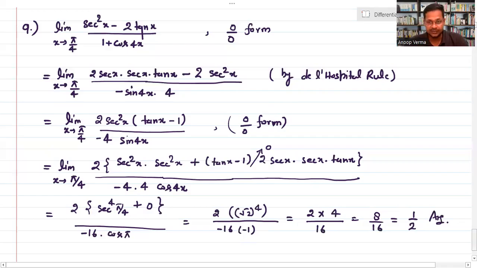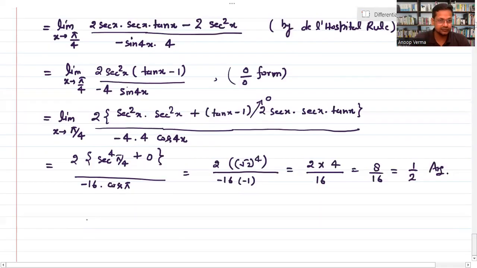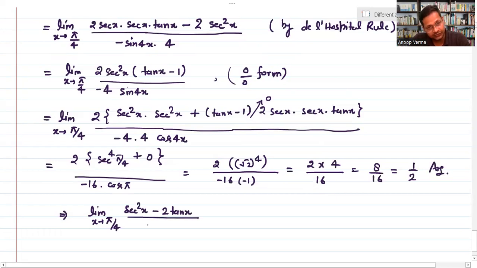So it means the limit of the ninth one. So limit x tending to pi/4 of sec square x minus 2 tan x divided by 1 plus cos 4x is just equal to 1/2. So this is question number 9. 1/2. Okay, that's good.